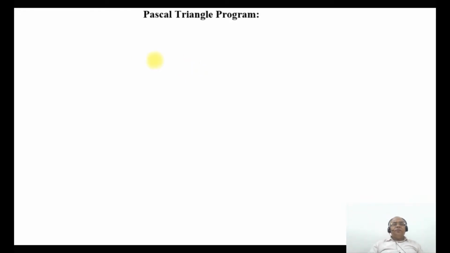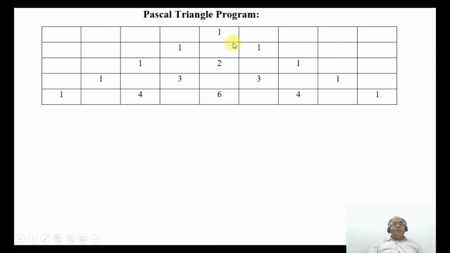Now, in this video, we are going to discuss the Pascal triangle, and how to write the Pascal triangle by using the C program. Here we are considering a typical Pascal triangle program. Here, we have the Pascal triangle. We have first row, second row, third row, fourth row and fifth row. Here, first, second, third, fourth and fifth column. And of course, we are going to have the space here.